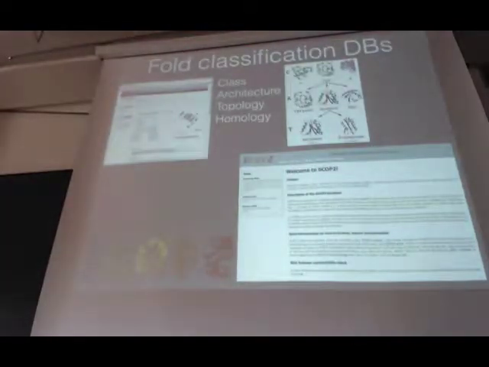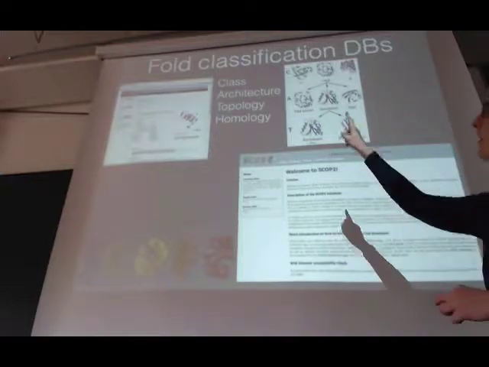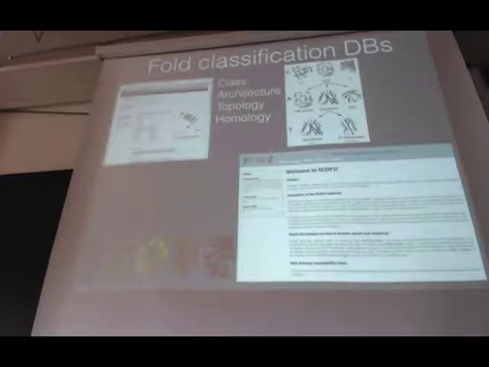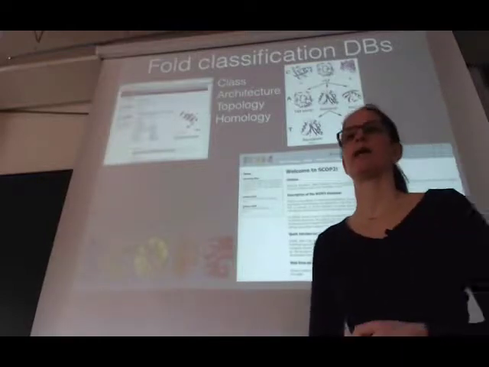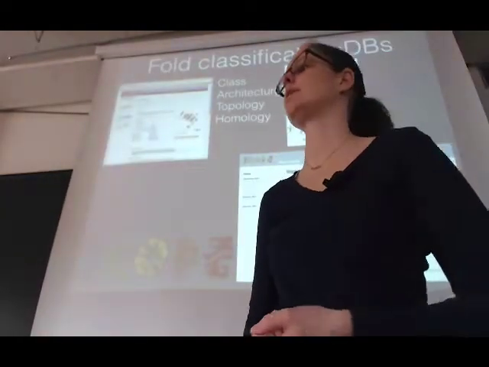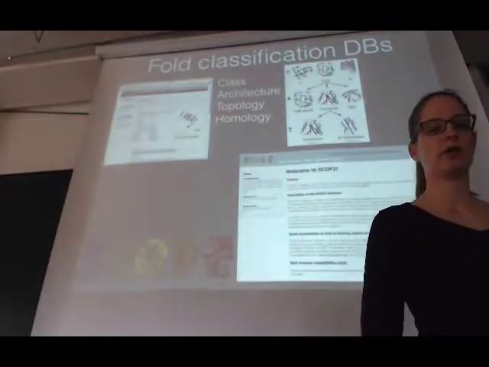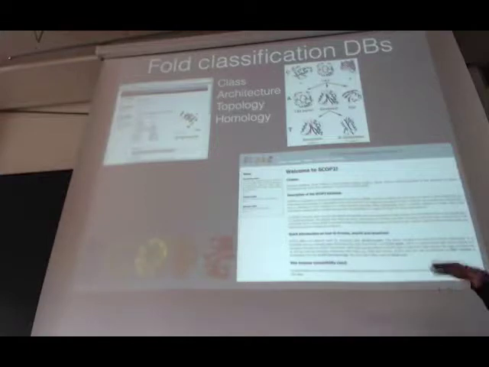So this first database is called CATH, for Class Architecture Topology Homology. And this database is purely automatic. So there's an algorithm that takes a structure from the Protein Data Bank, and then it automatically classifies it into this kind of tree.